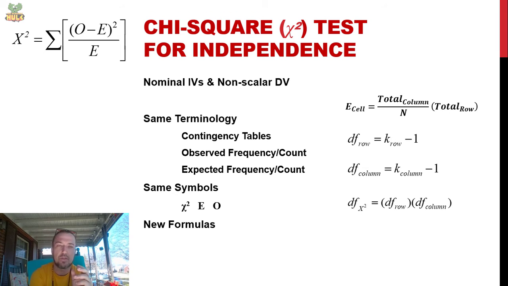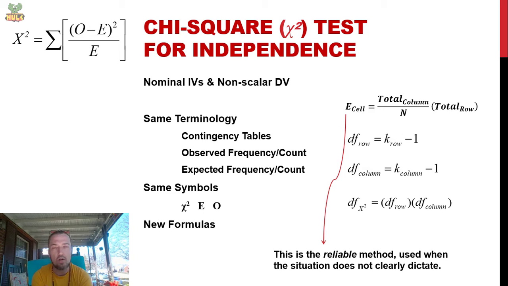We're now going to have three different types of degrees of freedom for the chi-square instead of just the one chi-square degrees of freedom. We now have a degrees of freedom for rows, for whatever variable we represent as rows. We're also going to have a degrees of freedom for columns for whatever variable we represent as those columns. And then we're going to have an overall chi-square degrees of freedom, which is just the product of those two other degrees of freedom.